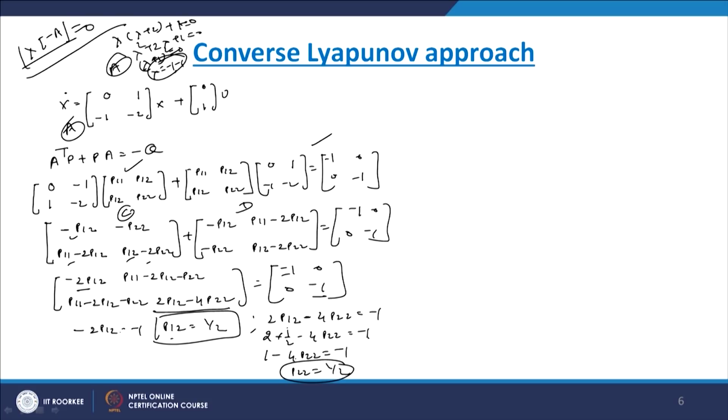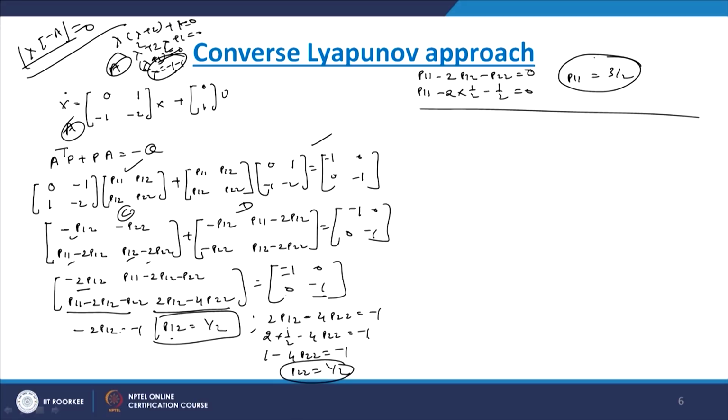Now, what is to be determined? That is P11. So, here we take this equation and compare it with this. We can write P11 minus 2 times P12 minus P22 equal to 0. Now, here P11 minus 2 P12, what is P12? P12 is 1 by 2 and P22 is also 1 by 2. So, we can write it like this equal to 0, and after solving this we will get P11 equal to 3 by 2. So, we got all values of P11, P12 and P22.